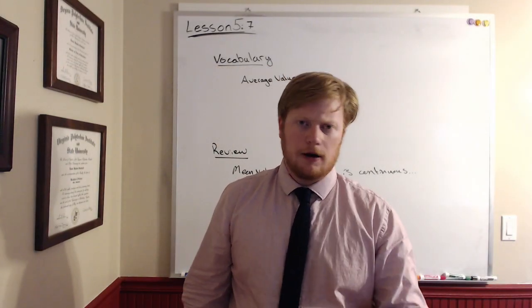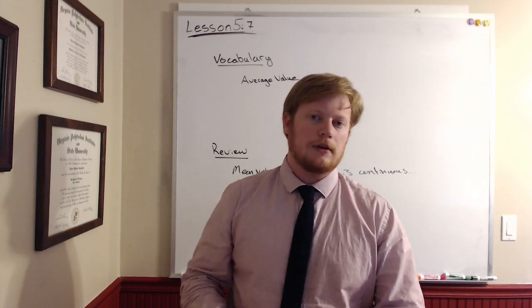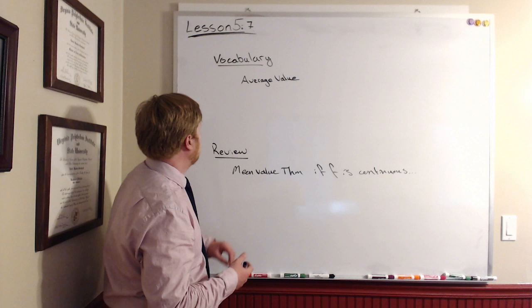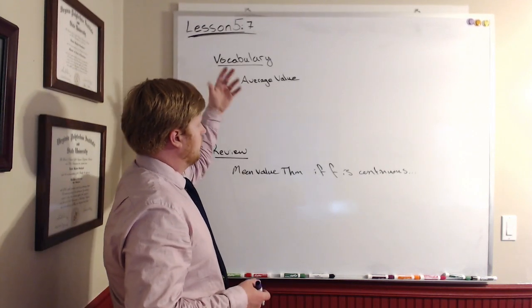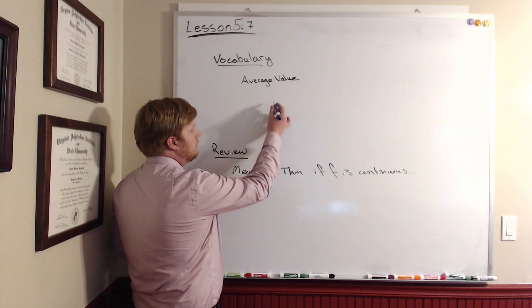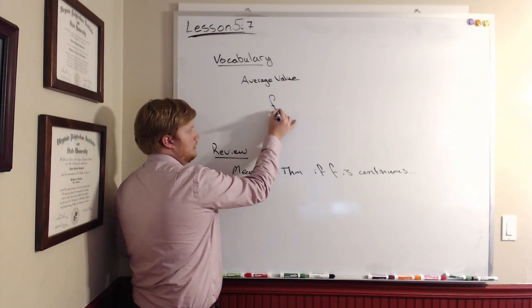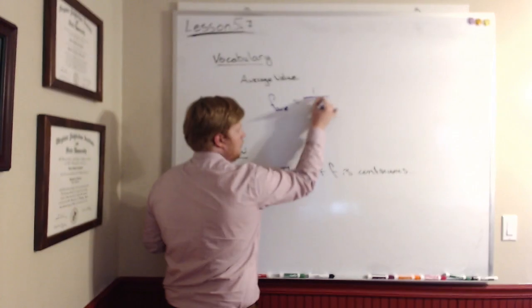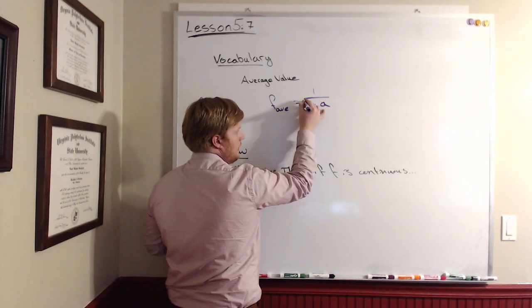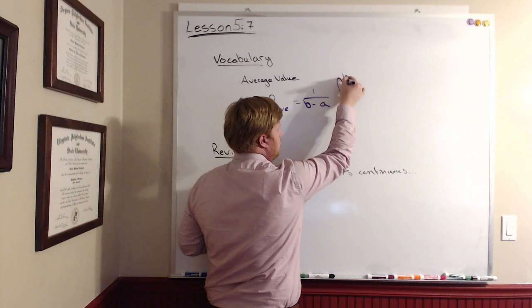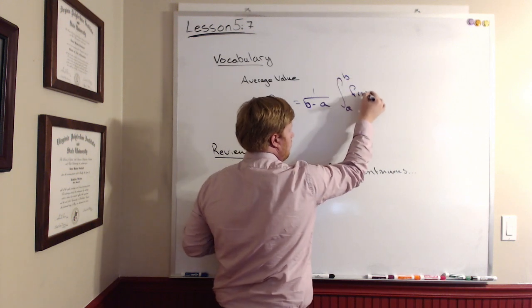Today we're going to be talking about mean value or average value and looking at some applications of the theorem. So the vocabulary for today, obviously average value, and how do we define that? We define average value to be, the average value of f is 1 over b minus a, the integral from a to b of f of x dx.